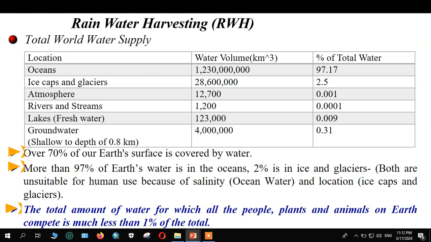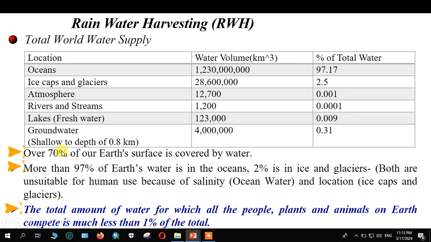Rainwater harvesting. Total world water supply. Let's see this information. The ocean covers 97.17%, ice caps and glaciers 2.75%, atmosphere 0.01%, rivers and streams 0.001%, lakes, simply freshwater, 0.009%, groundwater covers 0.31%.